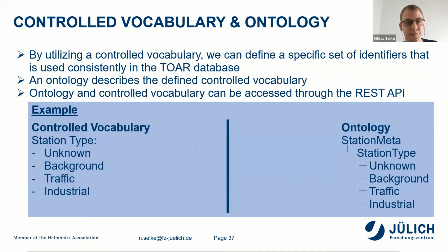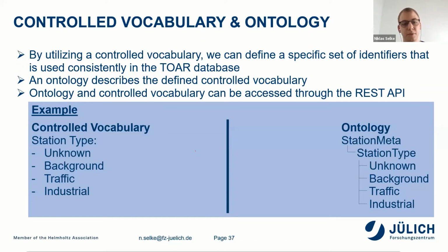Next slide, please. So we introduced a controlled vocabulary where we define a specific set of identifiers that we will use for the database columns as well as for the values in these columns. And then we formalized our controlled vocabulary in an ontology, and both of them, the ontology and the controlled vocabulary, can be accessed through the same REST API where you would get access to the data themselves.